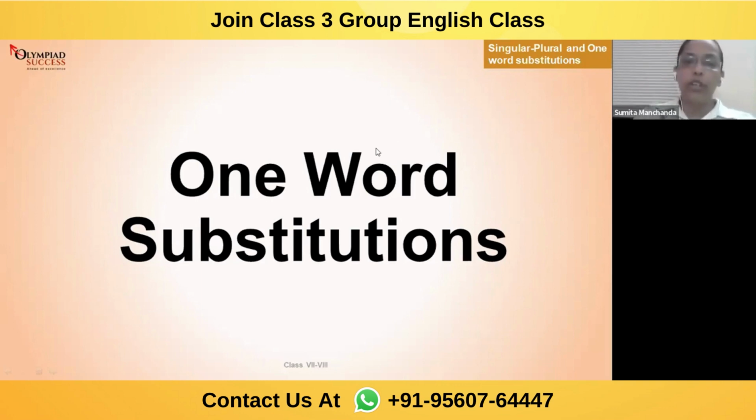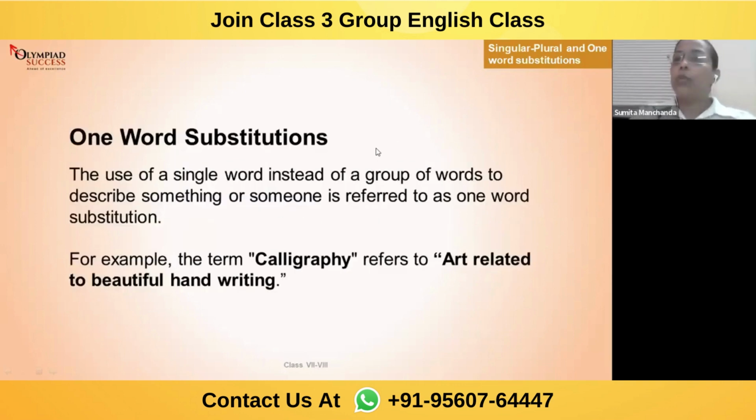Okay, now one word substitution. What is one word substitution? The use of a single word instead of a group of words to describe something or someone is referred to as a one word substitution. When I'm using one word to describe many words, one sentence is given to me, and I have to describe it to you in one word. For example, the term calligraphy refers to art related to beautiful handwriting. Now, when I say art related to beautiful handwriting, you will say it is calligraphy.